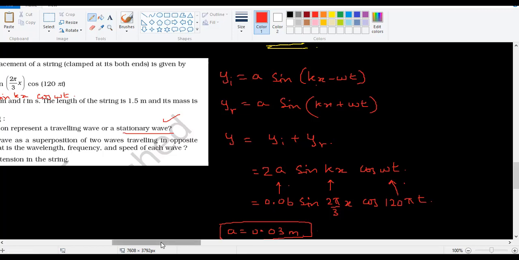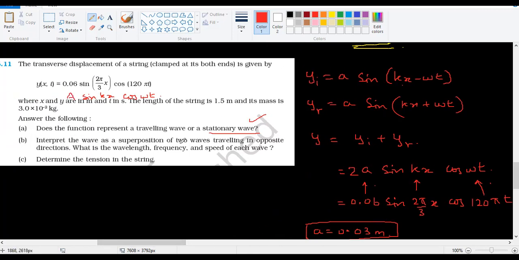Read the question one more time. They're asking you to interpret the wave as a superposition of two waves traveling in opposite directions. What is the wavelength, frequency, and speed of each wave? So we have found the amplitude, but they didn't ask for the amplitude. They're asking you to find the frequency, wavelength, and speed of each wave.